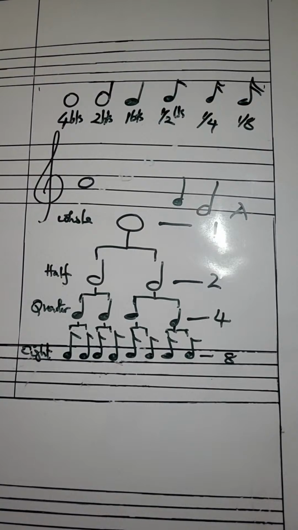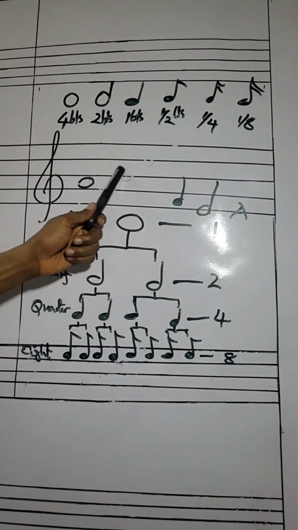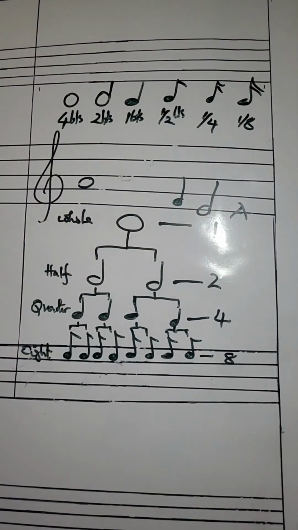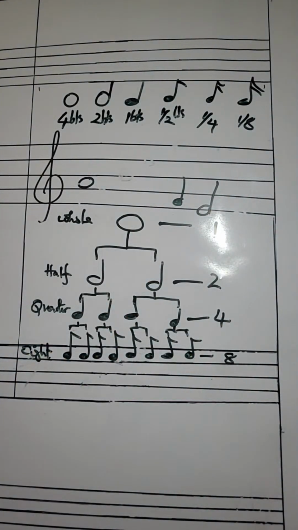So I want to believe that we understand that now. If a note is placed in the second space of the treble staff, we already know that the second space of the treble staff is A. So automatically that note is A. If you are playing an instrument, you play the A, yeah? You are playing the correct thing.